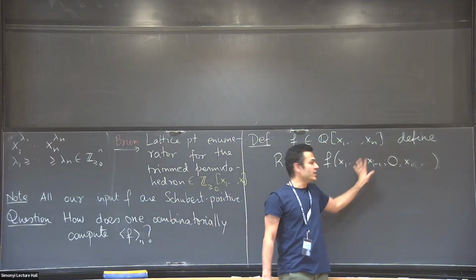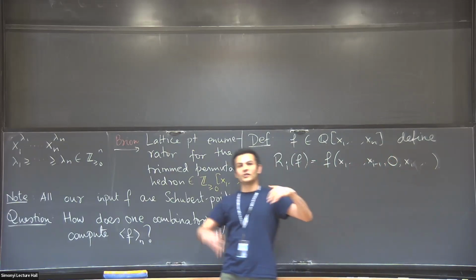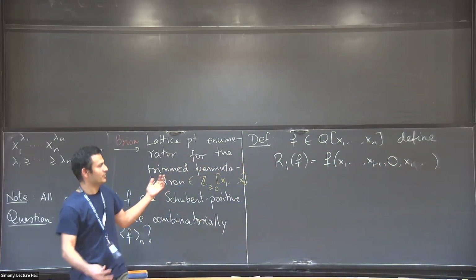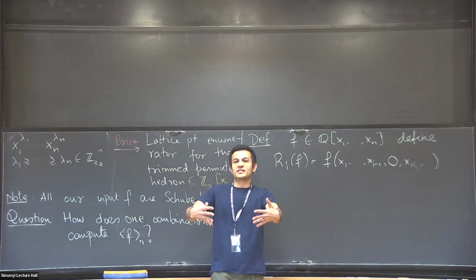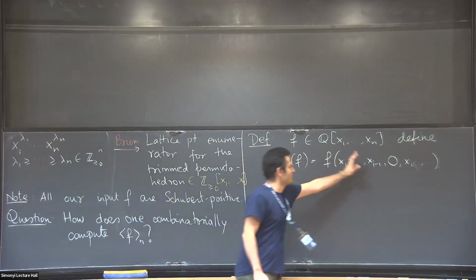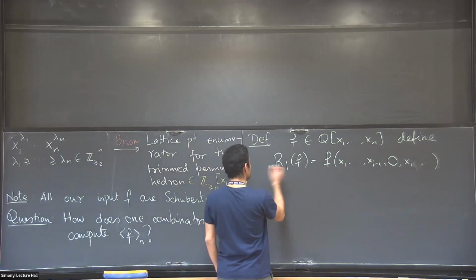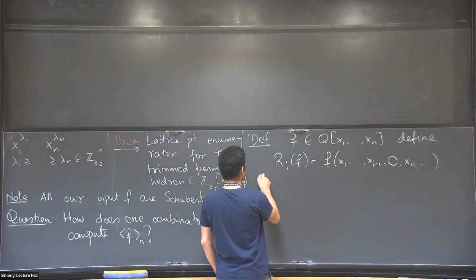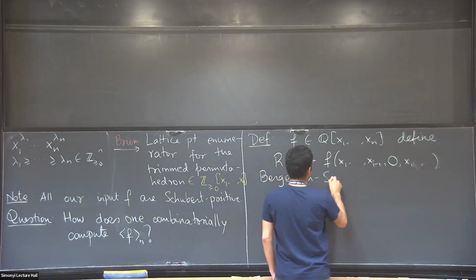So if you're working with a finite set of variables, applications of R_i are going to lose variables. So if you had n variables to begin with, you apply some R_i, you lose a variable. You apply several such R_i's, you might end up with 0. This is an operator that was introduced in a geometric context by Nantel Bergeron and Frank Sottile.